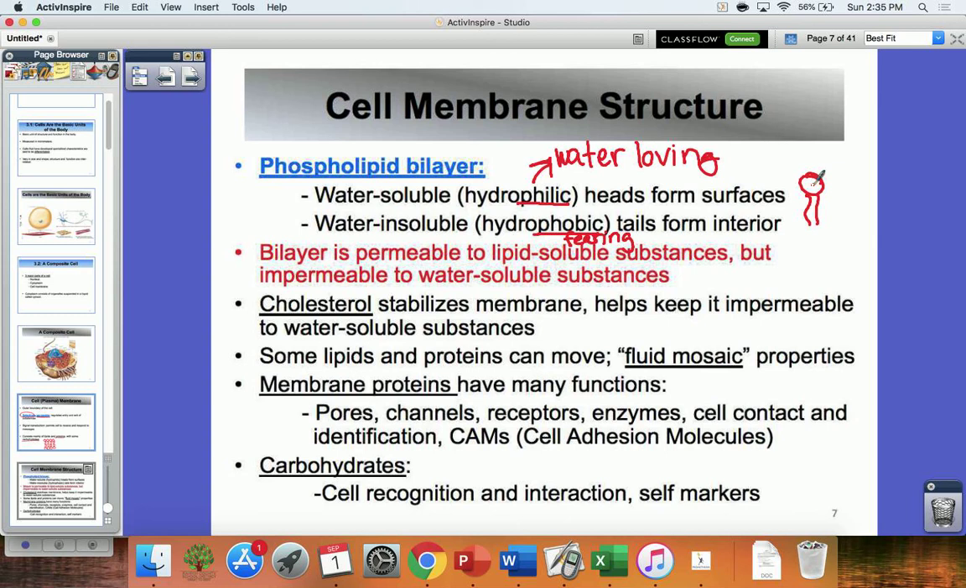And we also have, again, a lot of proteins that may be receptors, it may be channels that are going to allow things in and out.